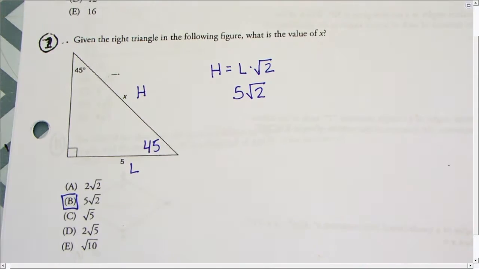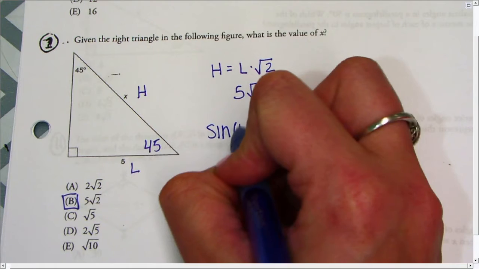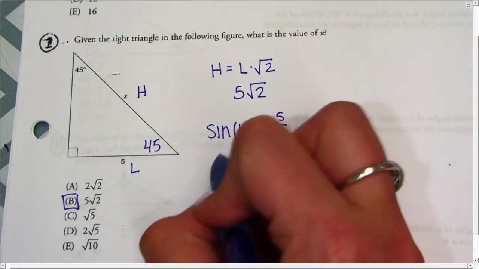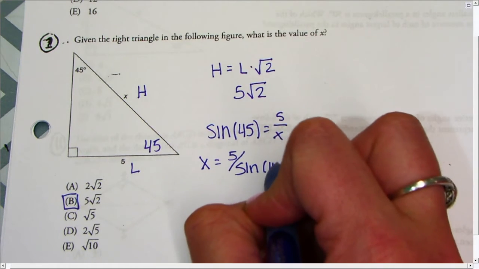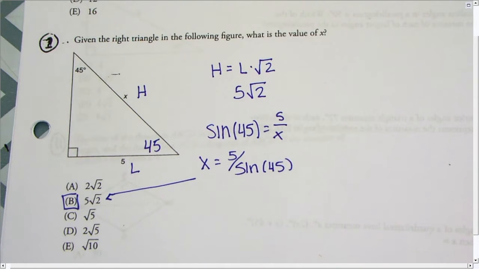Now, you could use trig if you really wanted to. You could do the sine of 45 equals the opposite, 5, over hypotenuse x. And you could do 5 over sine of 45 to get 5 square root of 2, but you'd have to type it in your calculator. You would also have to change every answer to decimal. So understanding special right triangles is actually going to save you some time in the long run.